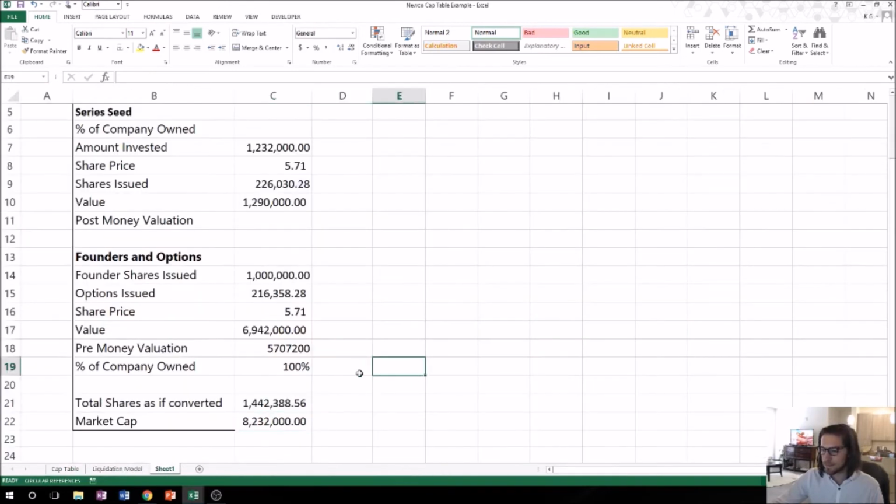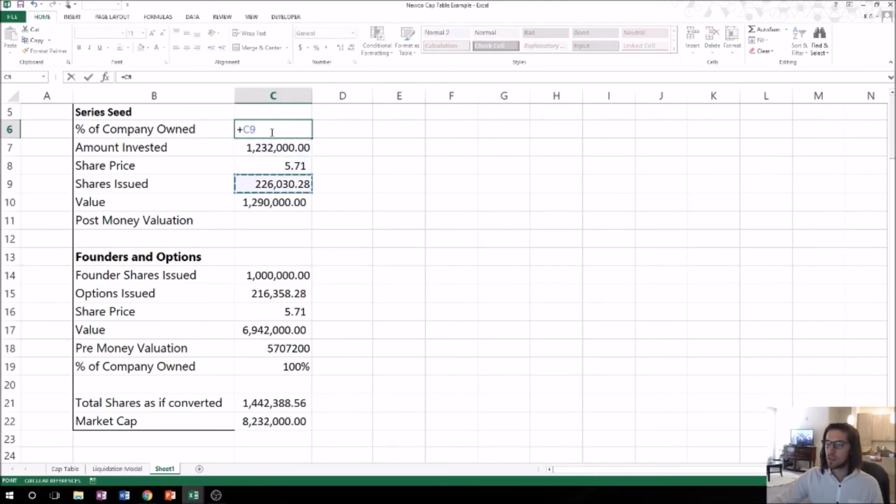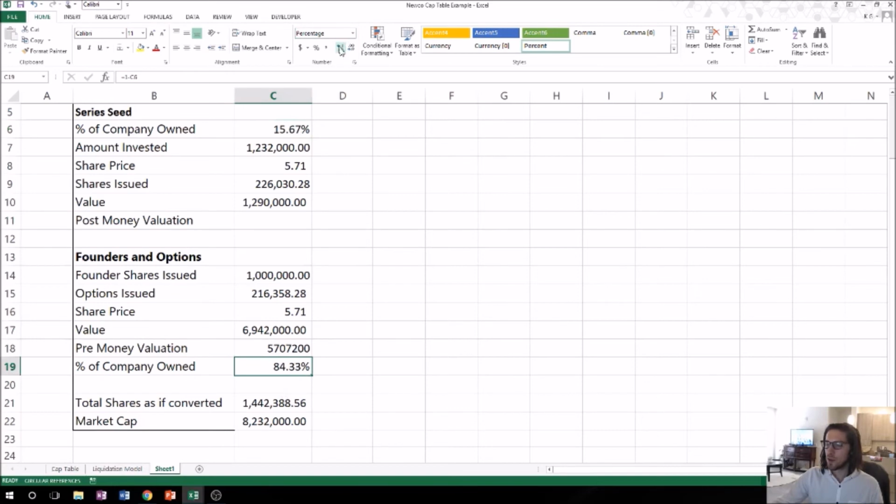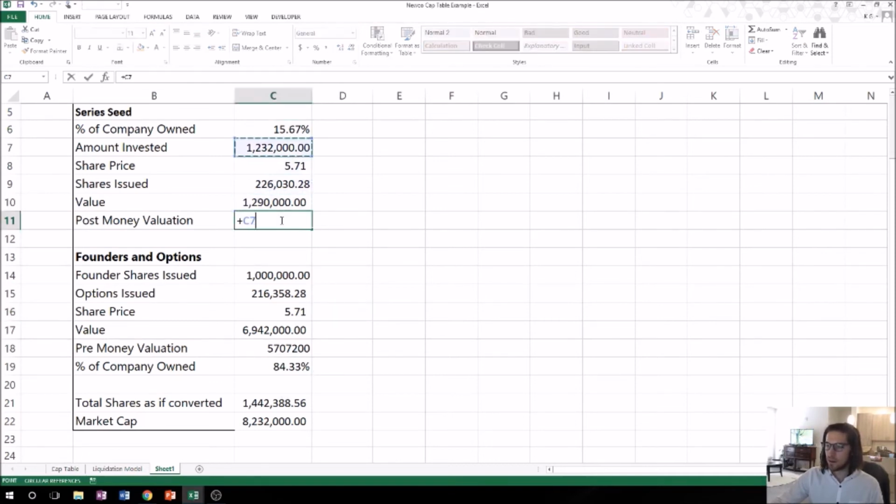So that lines up. Then the percent of the company owned is going to be the shares issued to the Series Seed divided by the total shares as if converted. So that's 16%. It's actually a little bit less than 16%. And we can see the founders own 84.33%. And then the post-money valuation is going to be the amount invested divided by percent of company owned.